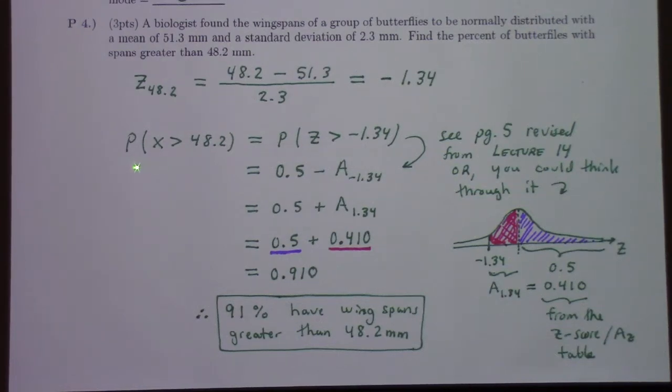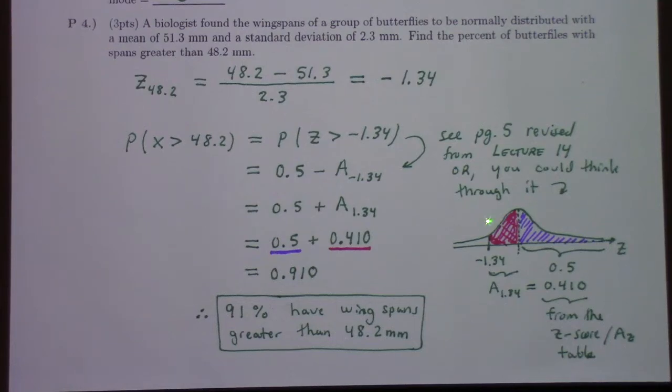So what I'm really looking for is the probability that x is greater than 48.2, right? But the big theorem that we're using is that we can trade it for the probability the z-score is greater than minus 1.34, and we got a table for these, right? Then we see page 5 of the revised lecture 14, and it says you do 0.5 minus A of minus 1.34, and then you pull the minus out so you get to this. But if you don't like page 5 of lecture 14, you could just look at this picture here.